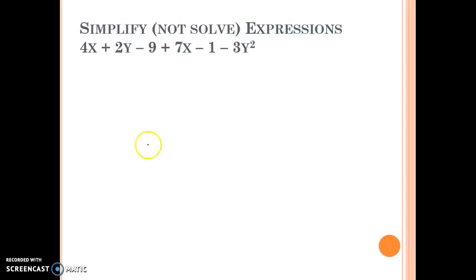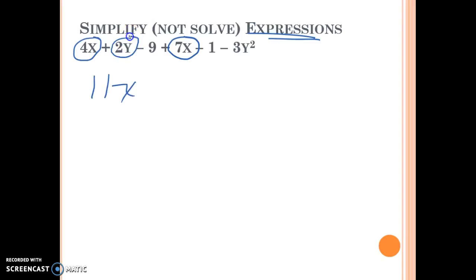Simplify. Be able to simplify expressions. Notice there's no equal sign. This is just an expression. You cannot solve it. You're just simplifying. What does that mean? Gather your like terms together. So what have we got? We've got some x's. 4x plus 7x equals 11x.